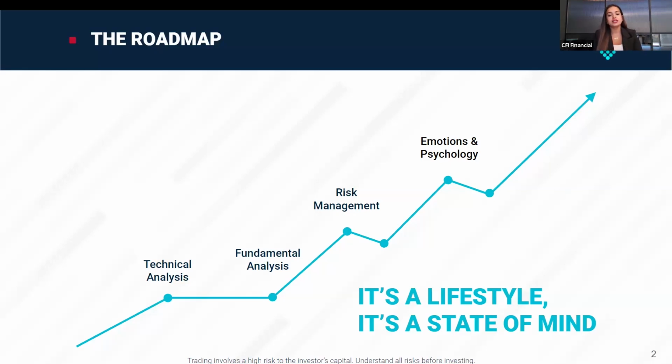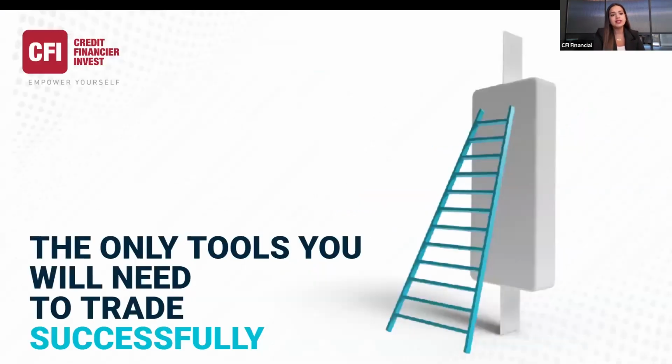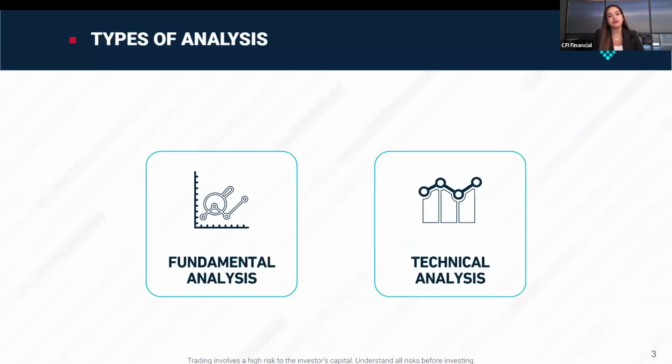And we're going to discuss risk management, which is considered the most important aspect in the financial markets. And lastly, we're going to discuss the emotions and how to avoid fear and greed, for example, how psychology affects our decisions. So basically, we're going to start by discussing the types of analysis.